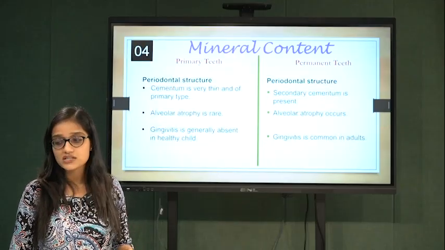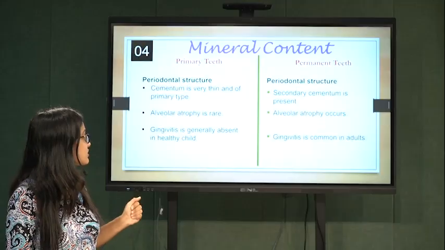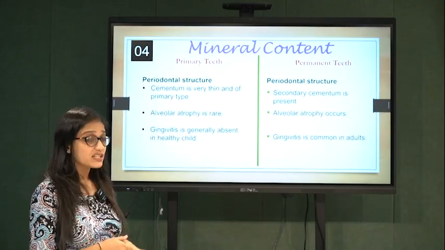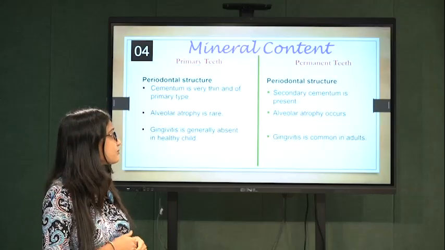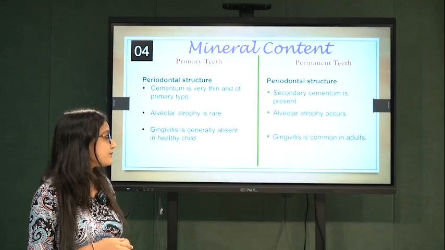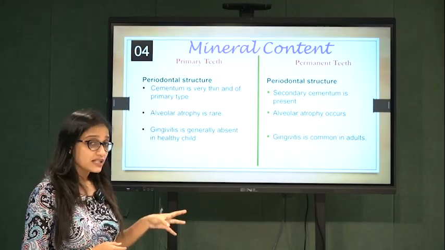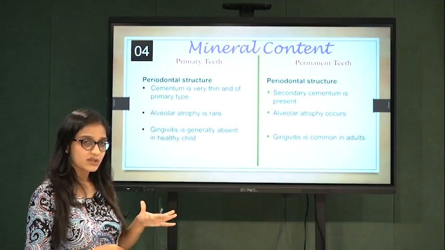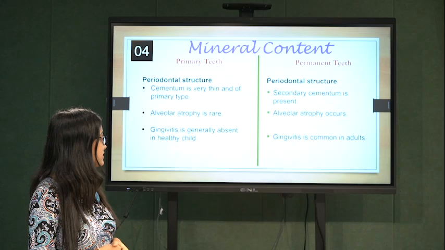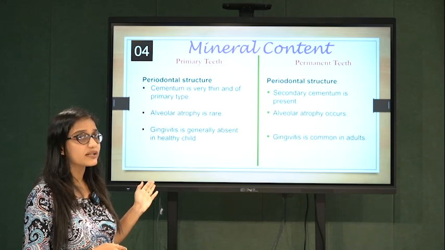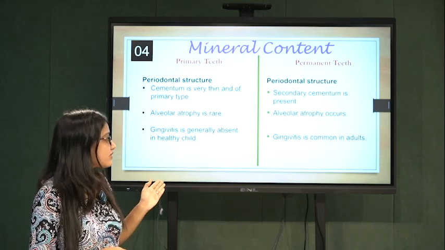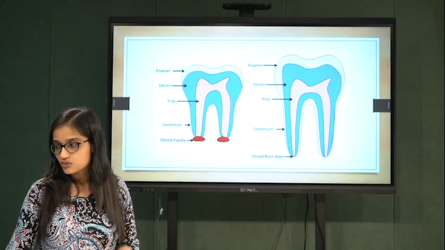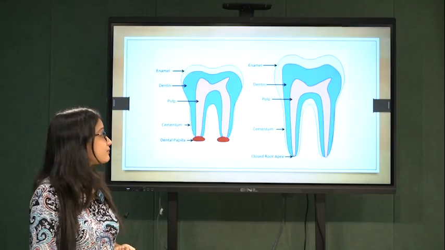So now what are the changes that we can see in the periodontal structure? Here cementum is very thin and primary type of cementum is present, whereas in permanent teeth secondary cementum is present. Alveolar atrophy is rare in the primary dentition, and it is present in the permanent dentition. Gingivitis is generally absent in the healthy child or in primary dentition, and gingivitis is more common in the adult or the permanent dentition.